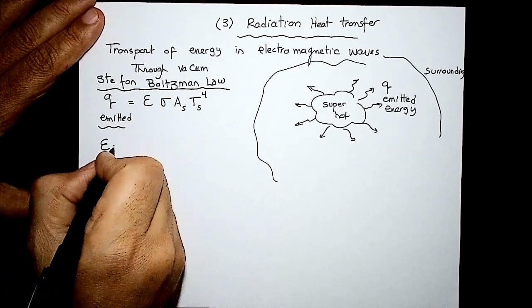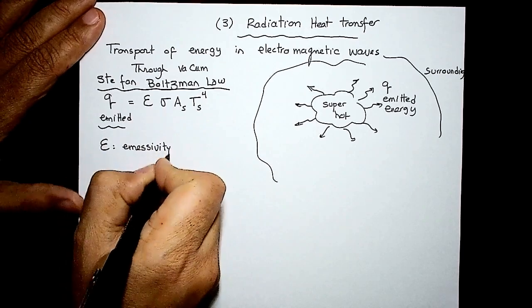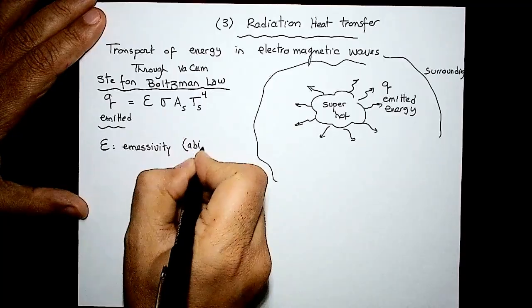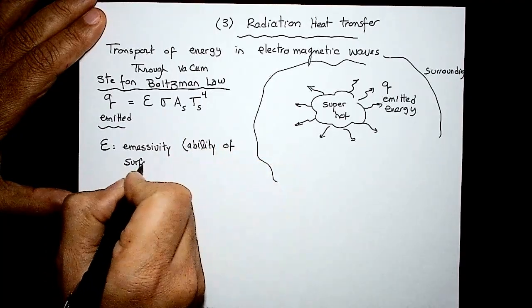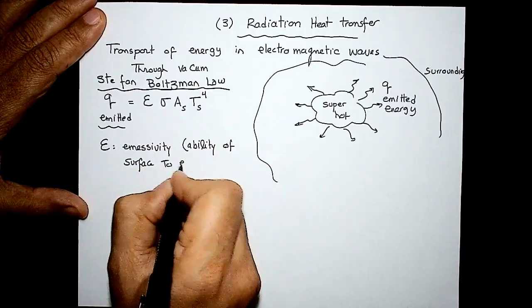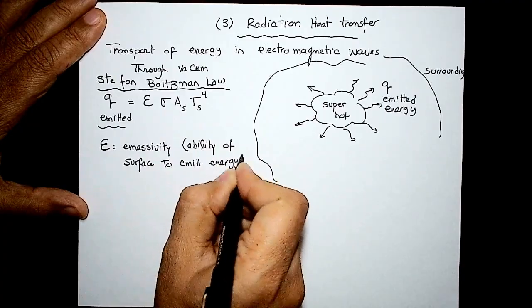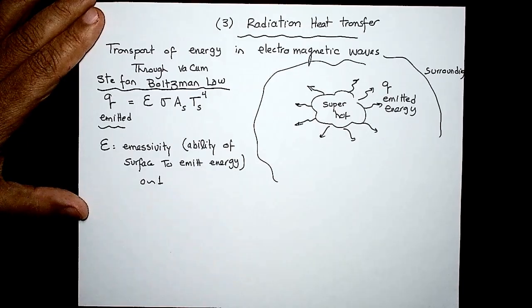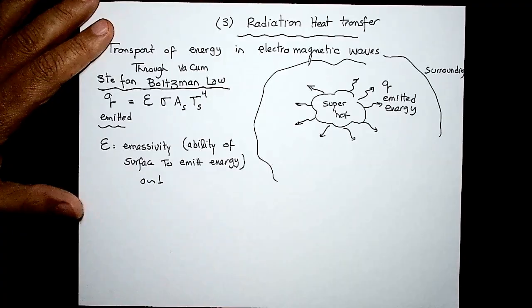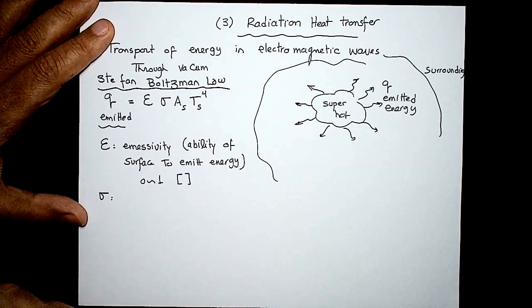So epsilon is called the emissivity, which is the ability of a surface to emit energy. And that's a factor between 0 and 1. And this will be given to you based on the material, okay? Epsilon has no units, so it's a factor.